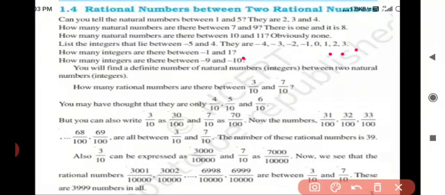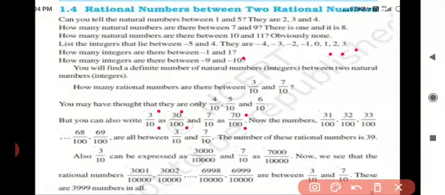How? 3 by 10, multiply both numerator and denominator by 10. 3 into 10 is 30, 10 into 10 is 100. Likewise, 7 by 10 can be written as 70 by 100. Now the numbers are 31 by 100, 32 by 100, 33 by 100 and so on.